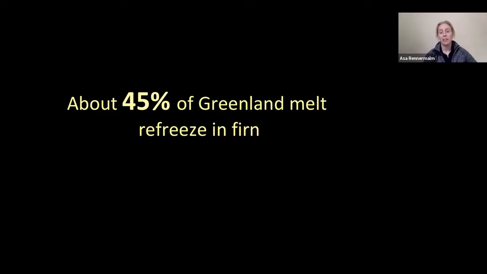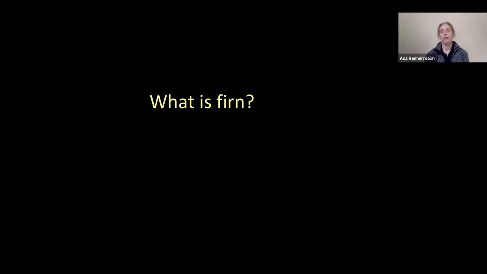The reason is because not all of the melting that occurs on the surface of the Greenland ice sheet reaches the ocean. Quite a large amount, almost 45% according to our models, suggests that 45% of the surface melt, instead of flowing off as runoff, infiltrates into the firn where it refreezes. And so what is firn?